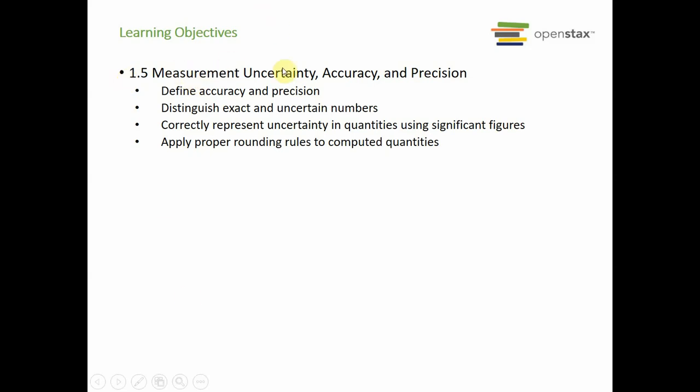Measurement uncertainty. Okay, so we've gotten through unit 1.4, we're into 1.5. Measurement uncertainty, accuracy, and precision. Okay, something that's going to be very big in this course, something that's going to run you ragged, is significant figures. Anyway, significant figures will be very important to this class.